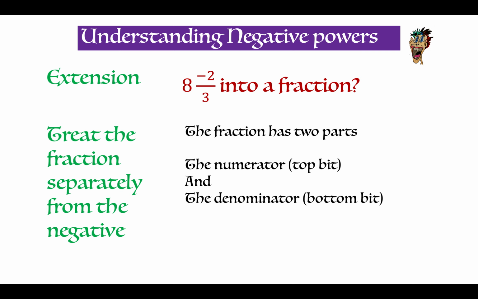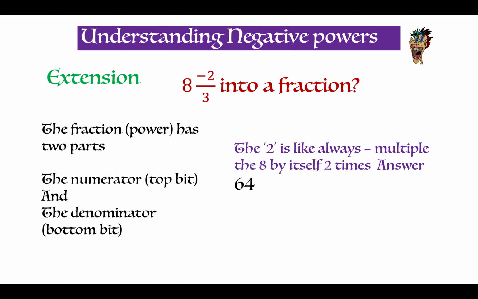So let's just look at the fraction. And this has got 2 parts. The numerator, the top bit, and the denominator, the bottom bit. So let's look at the numerator. The 2 acts the same, like always. What do you get when you multiply 8 by itself 2 times? 8 8's is 64. So 8 squared is 64.